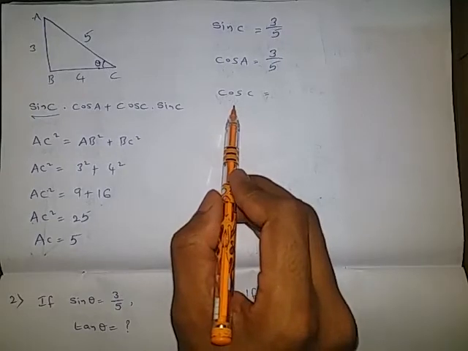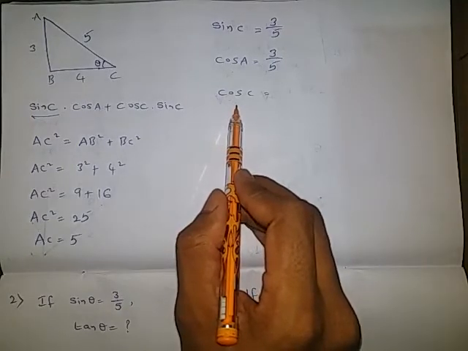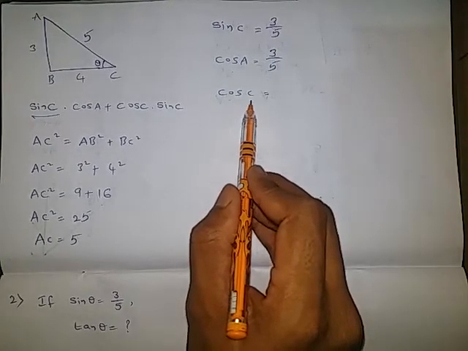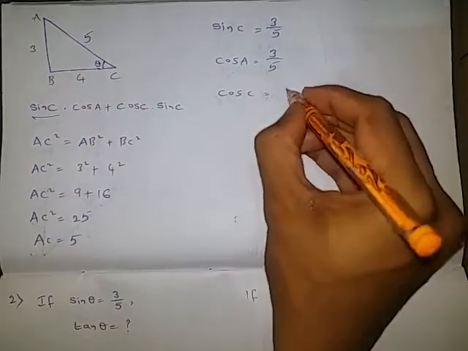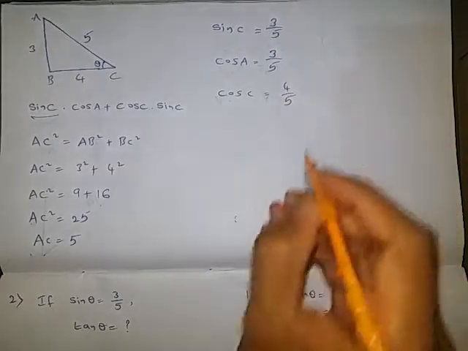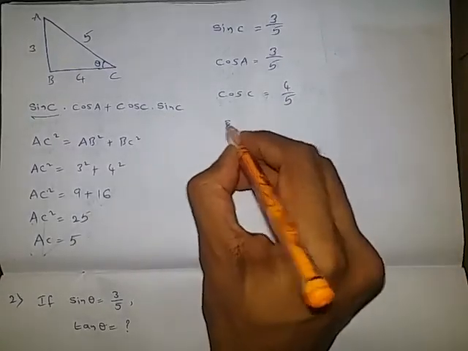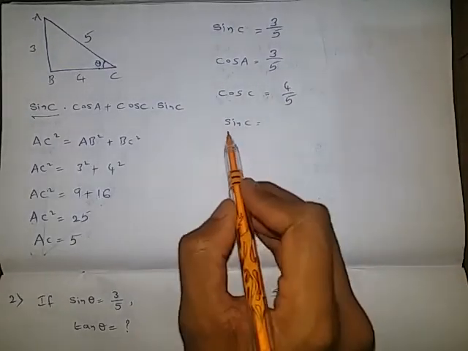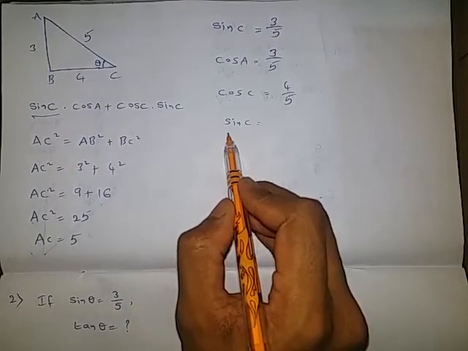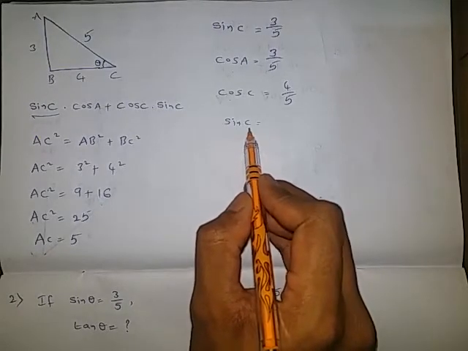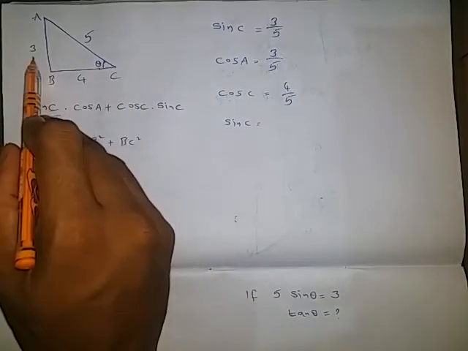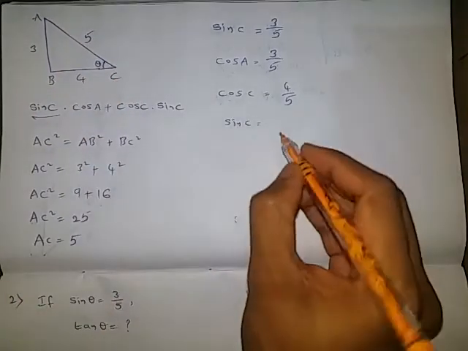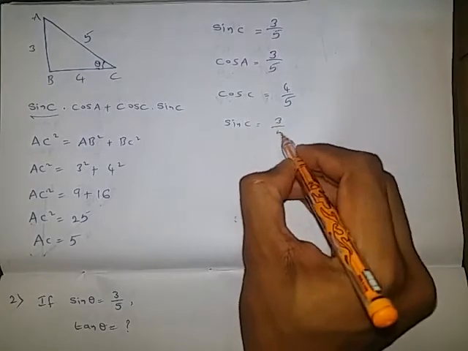Next, cos C. Cos is nothing but adjacent by hypotenuse. So we are discussing for angle C. For angle C, the adjacent is 4 and hypotenuse is 5. So cos C is 4 by 5. Next, sin C, which is equals to, sin is nothing but opposite by hypotenuse, and we are discussing about this angle C. So for angle C, opposite is 3 and hypotenuse is 5. So we will get 3 by 5.